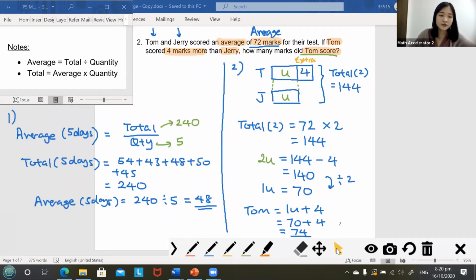Right, so usually for an average question, if you draw the model, it will help you a lot better, right? Because you are always dealing with either total or average. So when you draw the model out, you'll be prompted to draw the total part here as well, right? Then you'll be able to link to the information given here, which is the average. Okay, so once you're done, let's go to the next page, question 3.